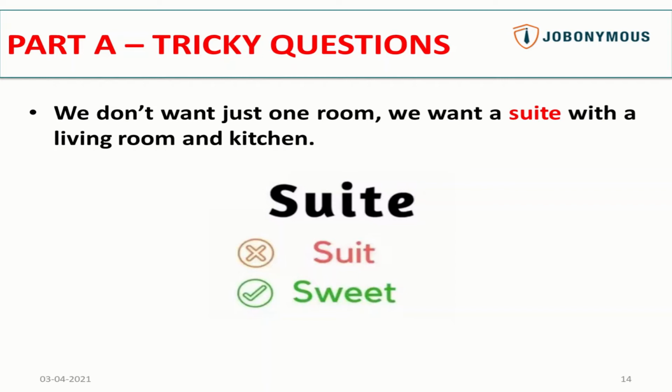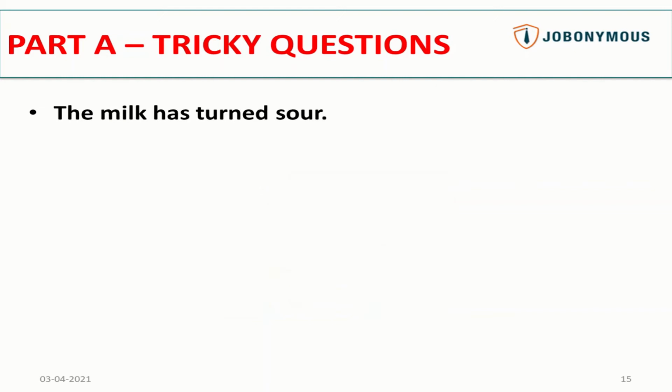And friends, one more thing that you have to take care of here is that there is a comma in the sentence. So here you just have to pause for a fraction of a second after the comma, which is the right way to speak. You cannot speak just robotically like: we don't want just one room, we want a suite with a living room and kitchen. You can't read it like this. You should stop for a fraction of a second like this. We don't want just one room. We want a suite with a living room and kitchen. This is the right way to read the sentence. So moving on to the next one, please read.